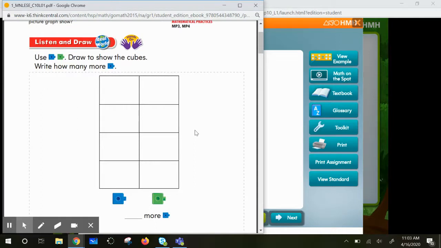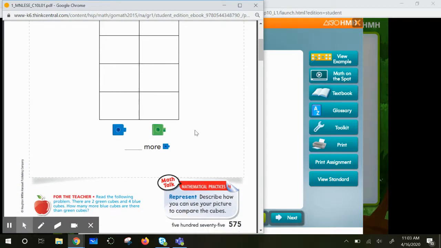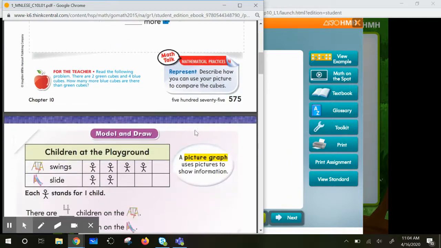Draw to show the cubes. Write how many more blue cubes. There are 2 green cubes and 4 blue cubes. How many more blue cubes are there than green cubes? If you need, pause the video, solve the problem, and then turn it back on so you can hear the problems again.